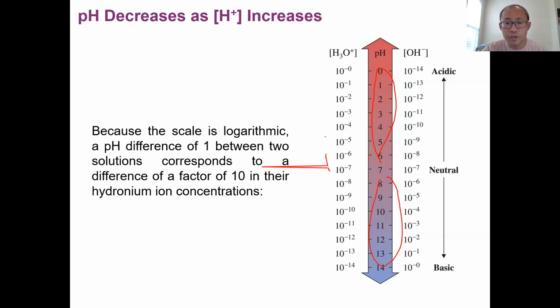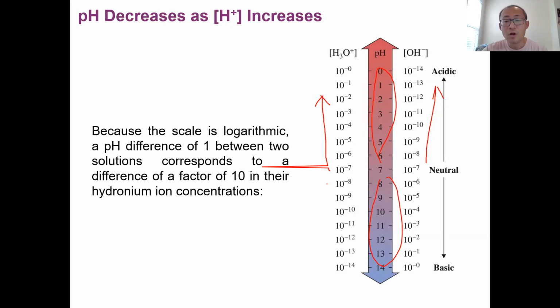You can see that when you have an acidic solution, the proton concentration is greater than 10 to the negative 7th, and the hydroxide concentration will be smaller than 10 to the negative 7th. But we're only talking about the negative log of the proton concentration, so the pH will be lower than 7.